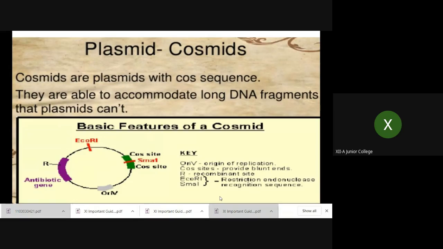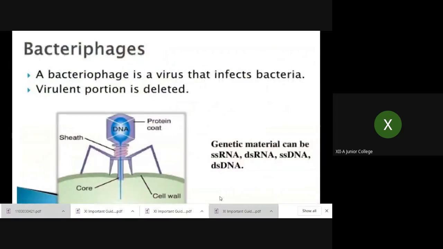So this is just one more type of vector. Now, this is another type of vector called bacteriophage. Bacteriophages are nothing but viruses that infect bacteria, hence they are called bacteriophages, right? Their virulent portion is deleted when they are used. This is the structure I can show you here. You can see the head and the tail region.